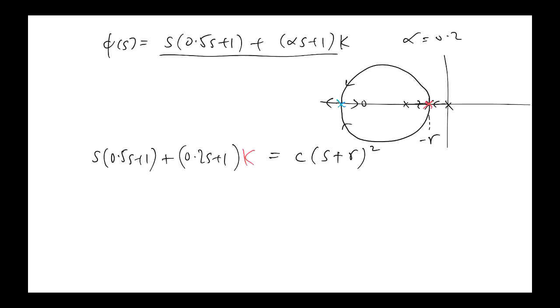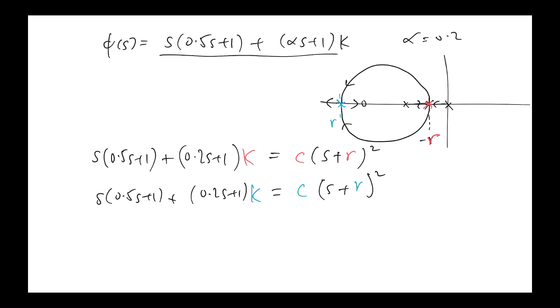So there's going to be a red value of c and a red value of r that puts them there. And similarly, there will be another value of r and another value of k, such that, whoops, drawing the things in the wrong colours, s(0.5s + 1) + (0.2s + 1)k, I'm going to get a blue value of k, a blue value of c, and a blue value of r. That'll tell me this point. Agree? So how can I find the value of c, r, and k?